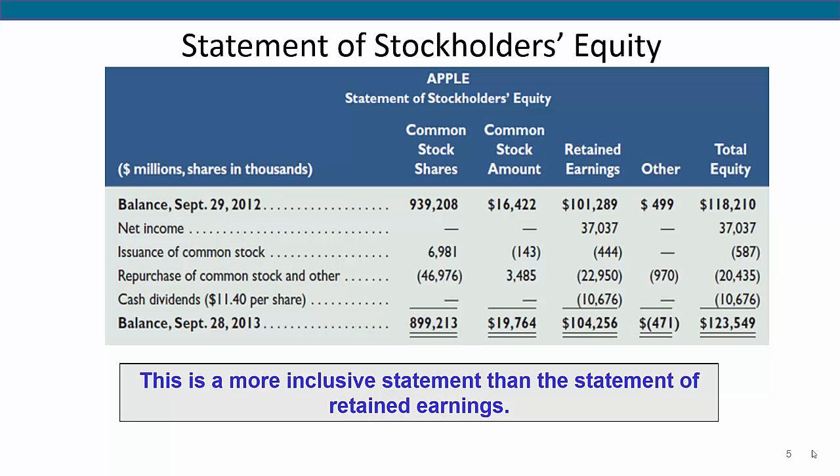Most public companies issue a statement of stockholders' equity rather than a simple statement of retained earnings. The statement of stockholders' equity is more inclusive and discloses changes in all the equity accounts, not just retained earnings. The usual format is to provide a column for each component of equity and use the rows to describe events occurring in each period. This slide shows a condensed statement for Apple.